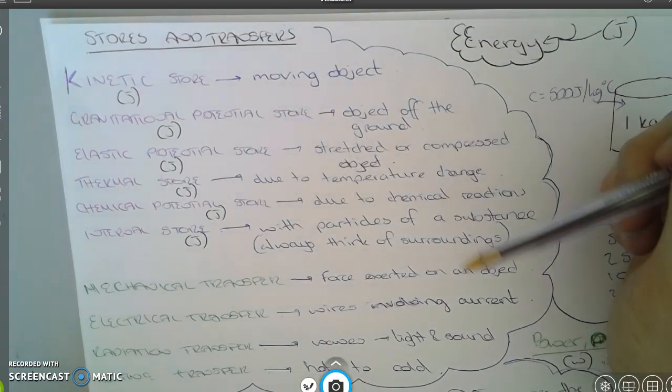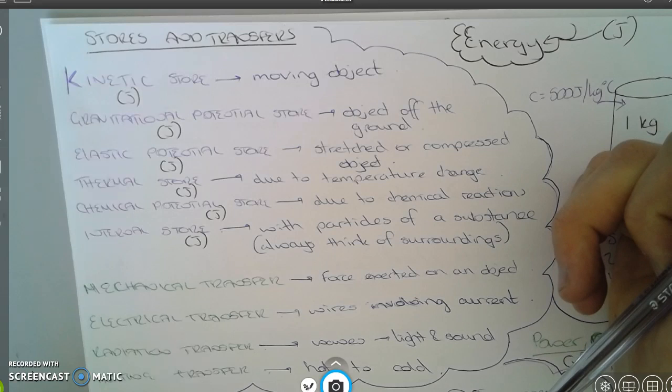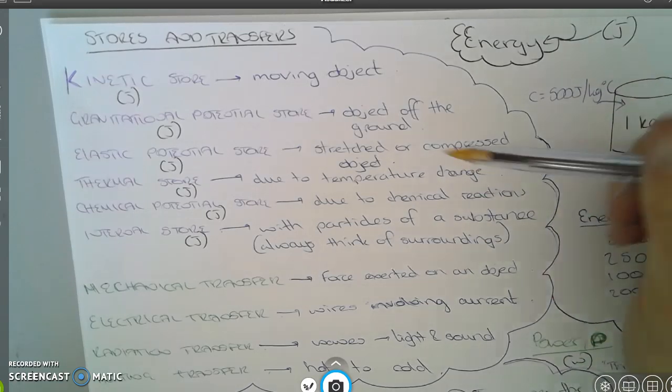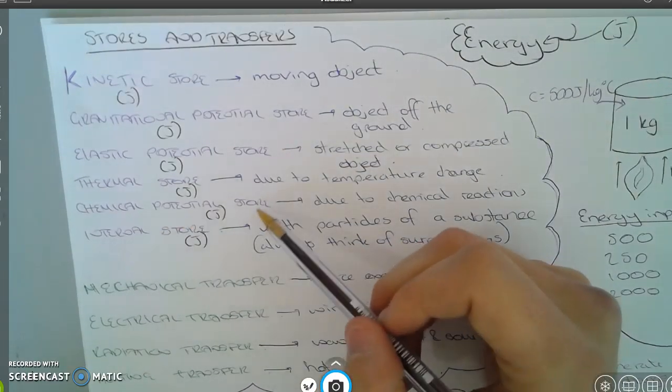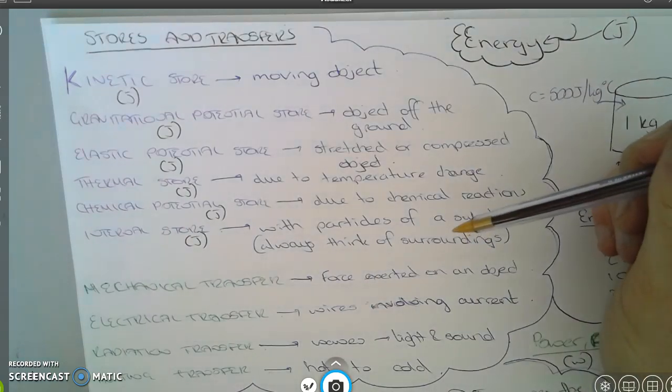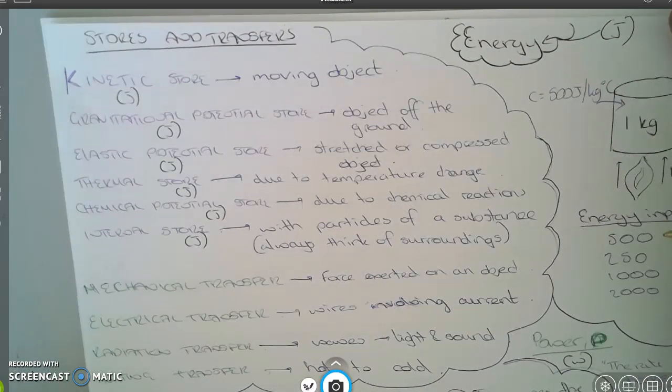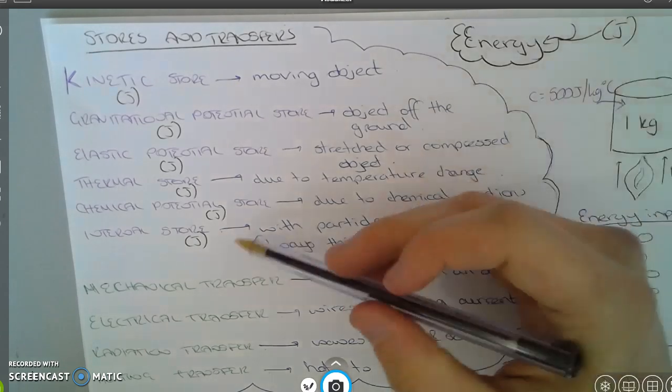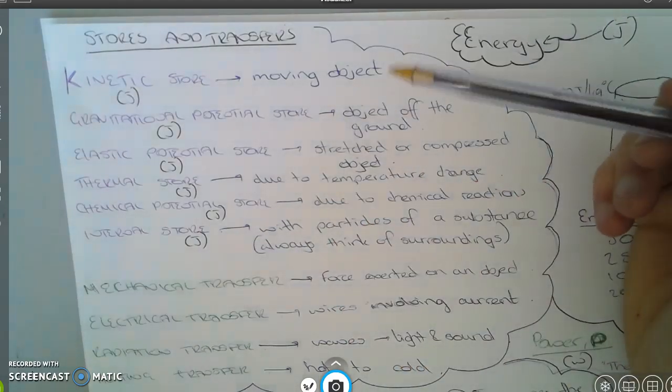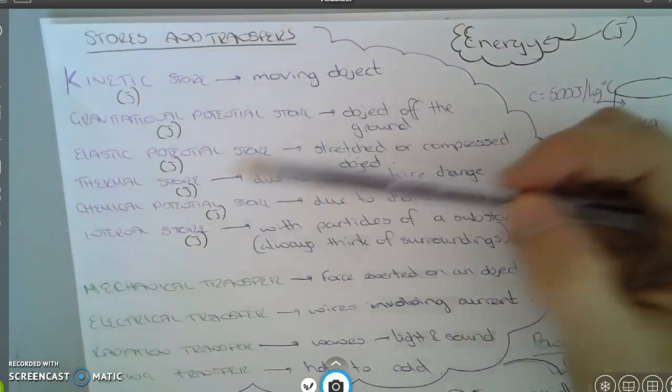Any object that can do a chemical reaction that releases or absorbs energy has a store of chemical potential energy. And then the particles that are around us, in the air in particular, they all have an amount of energy stored in them, and we call that the internal energy store, all of which are measured in joules.